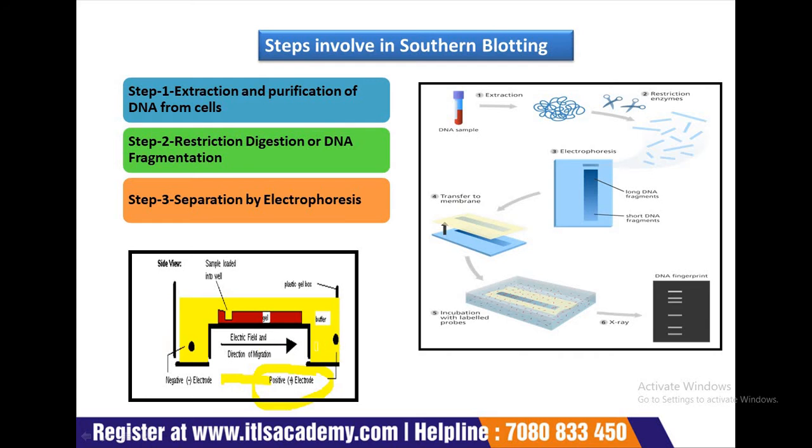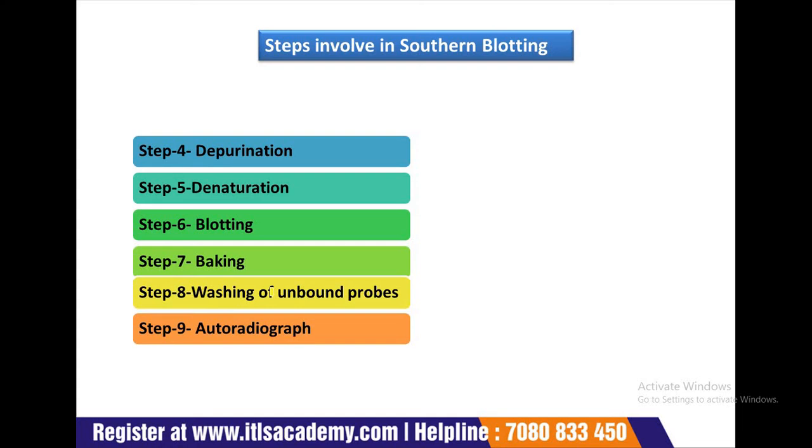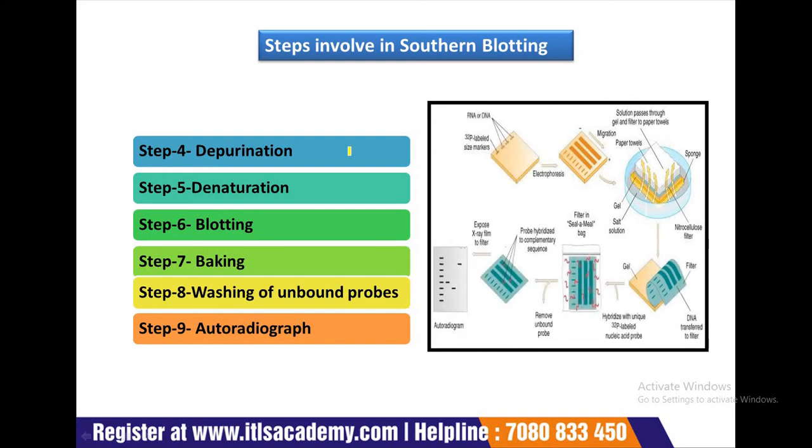And the next step is depurination. In this process, partial depurination is done by the use of dilute HCl, which promotes higher efficiency transfer of DNA fragments by breaking them down into smaller pieces.